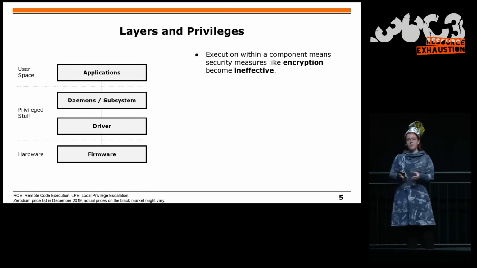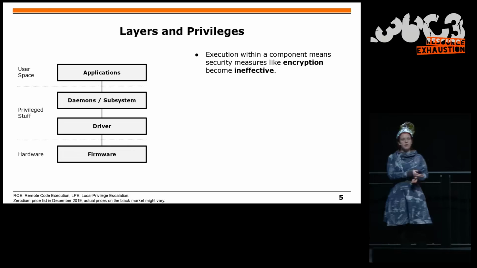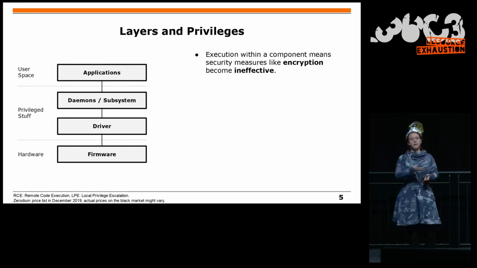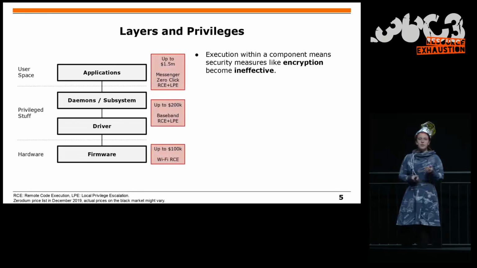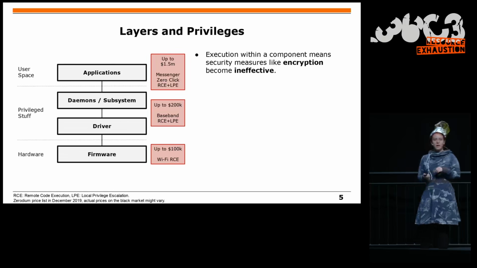And no matter where your exploit is, on the layer that you're exploiting, some security measures become ineffective. So for example, if there is encryption and you have an exploit for that layer, it would become ineffective. And it depends, the higher you are, the higher also the exploit prices get. So for a Wi-Fi RCE, you would be at 100K. For baseband RCE with local privilege escalation, it already gets to 200K. And if it's a messenger or something, then the price is really, really high.